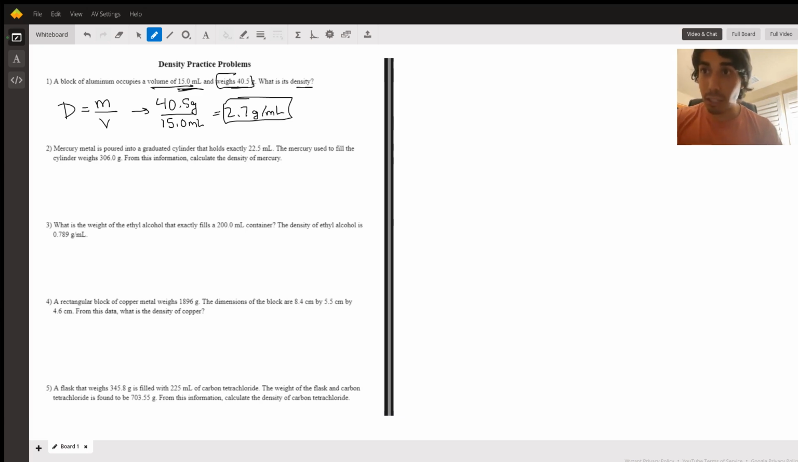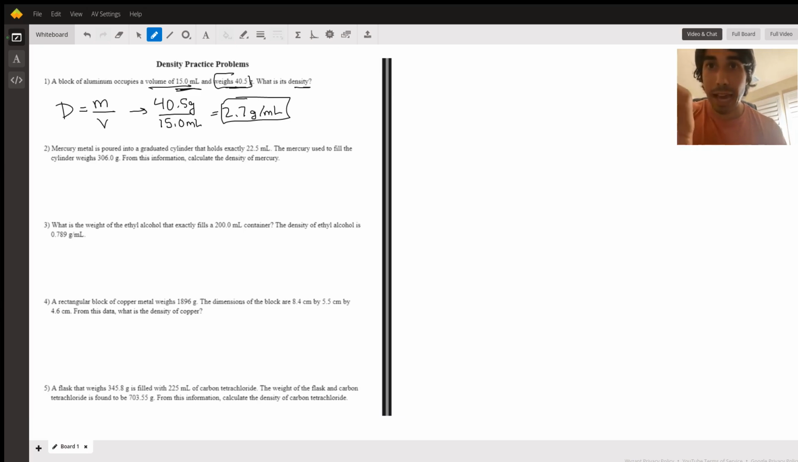All right, Number 3. Slightly different here. This time they ask us to find the weight. So that's like the mass. You're looking for the M in that equation. So we've got density equals mass over volume. This time they gave us the density, so our density is going to be 0.789. In place of that D, let's write 0.789 equals, and then it's asking us to find the weight. So we're solving for M.